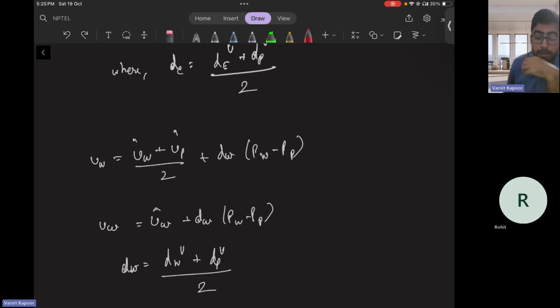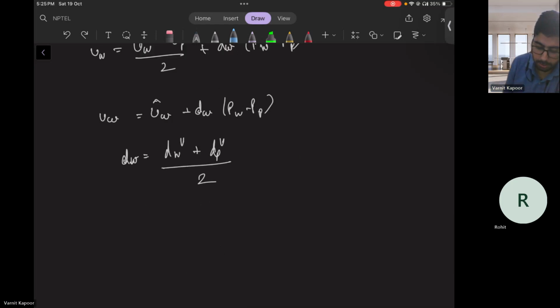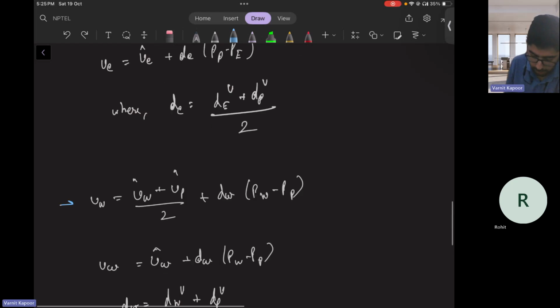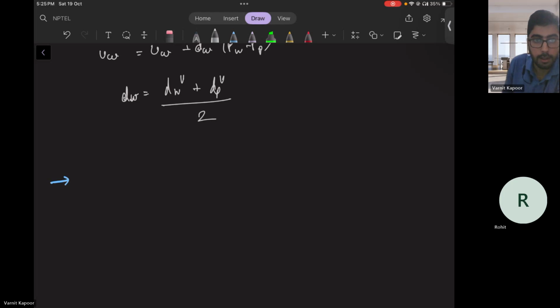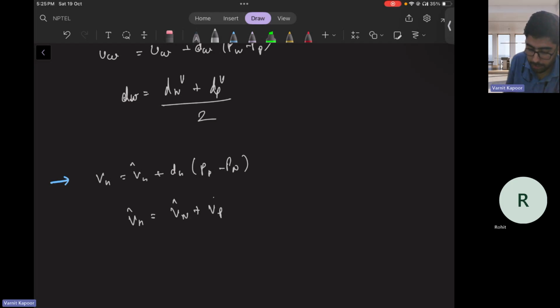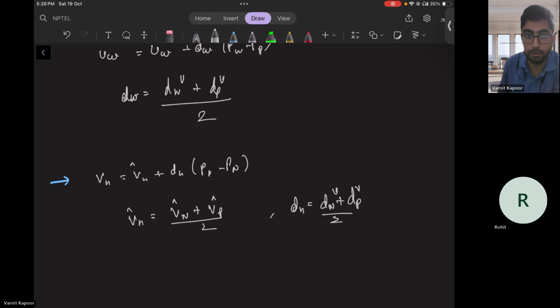Okay. So similarly, it's a two-dimensional case. So for V north and V south also, you will write in a similar manner. So V north will be Vn hat plus Dn times (VP minus VN), where Vn hat is Vn hat plus Vp hat by 2, and Dn is DnV plus DpV by 2.